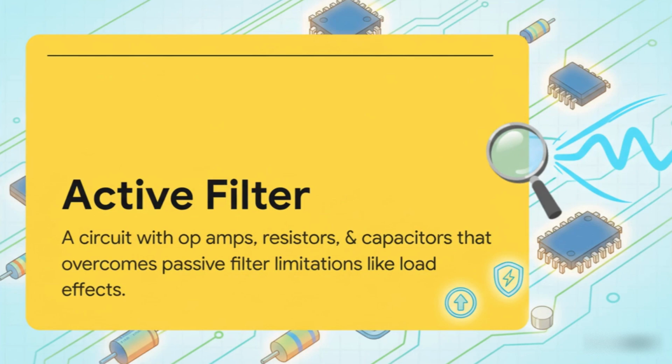So let's put a pin in it. An active filter is simply a filter circuit built with an op-amp, some resistors, and some capacitors. And its whole job is to blow past the limits of passive filters. How? Well, it can provide amplification. It can actually boost your signal. And maybe even more importantly, it isolates the filter from whatever it's connected to. That means its performance is stable and predictable.